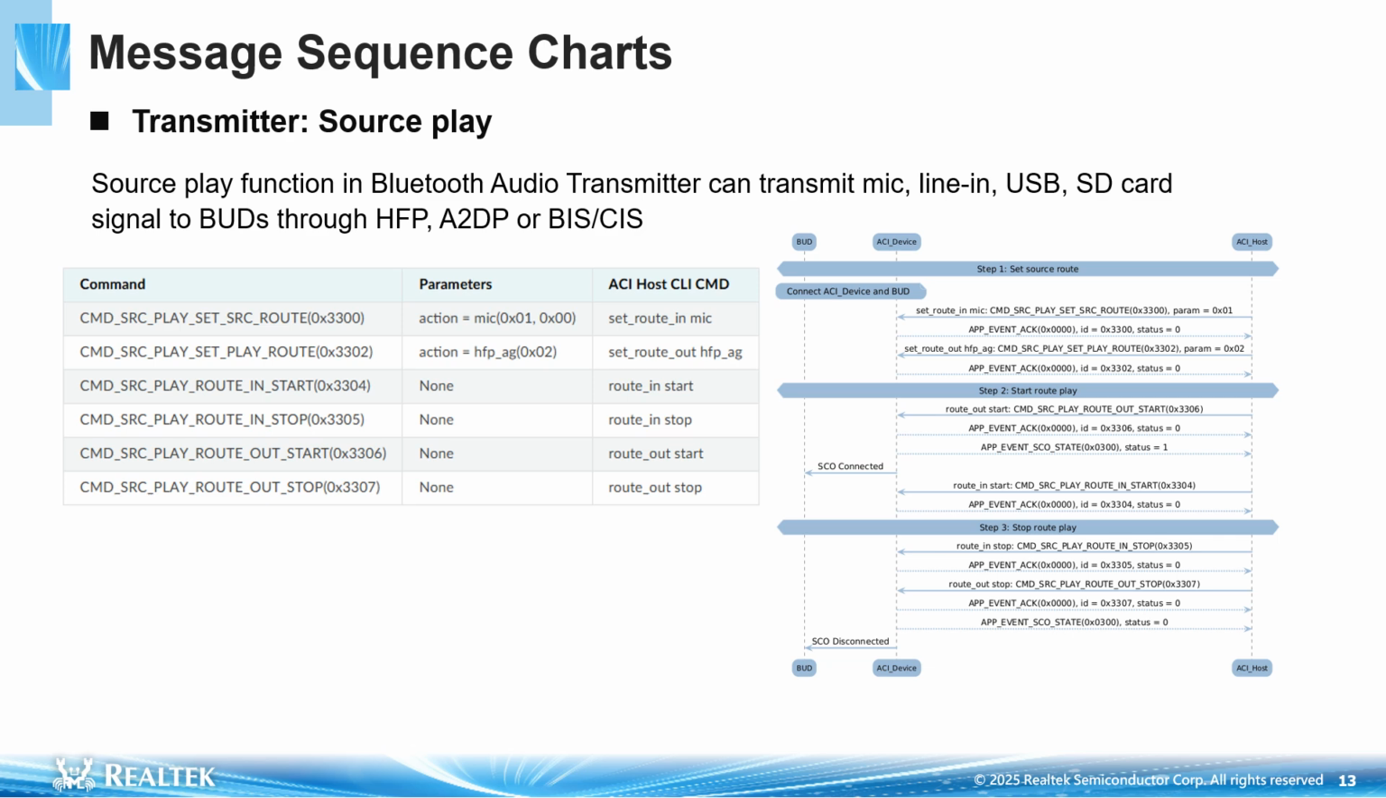First, we use command to set the input source and output source. We use the command of setRouteIn mic and setRouteOut HFP-AG. After the settings are completed, we start the input and output transmission respectively, using route in start and route out start. If you want to stop the transmission, you need to enter route in stop and route out stop. The transmission process is shown in the figure.